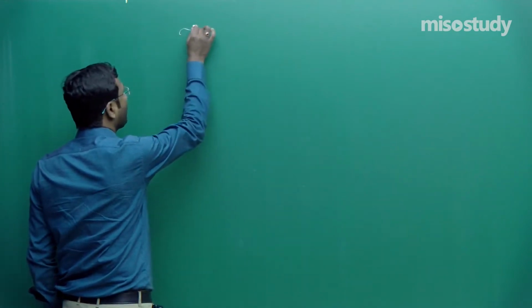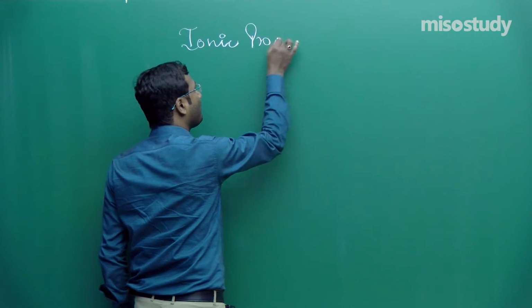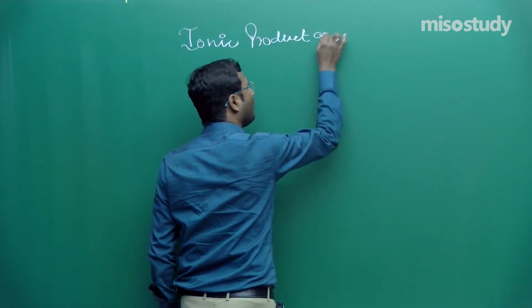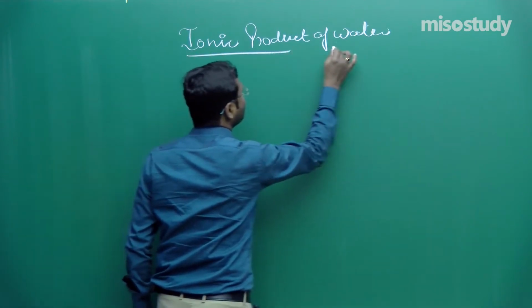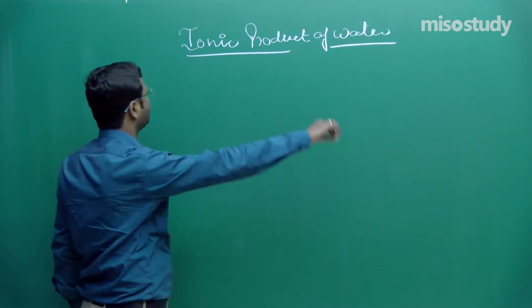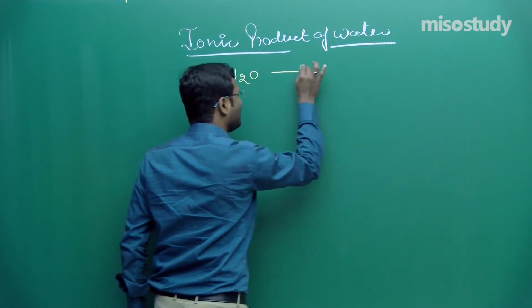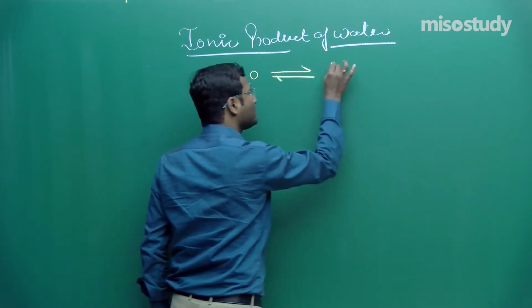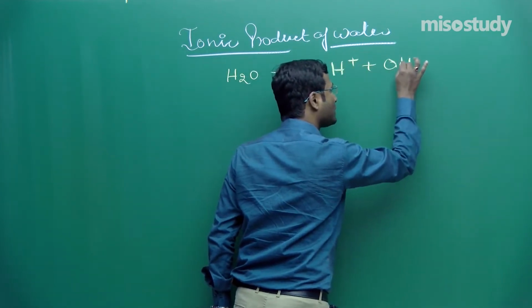First one is the ionic product of water. The topic is the ionic product of water. Now what will happen? When water dissociates, it gives H plus and OH minus ions.